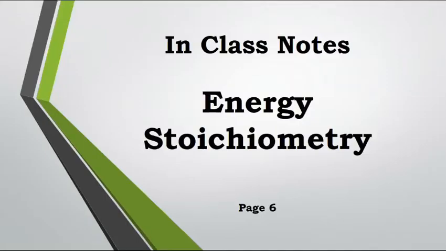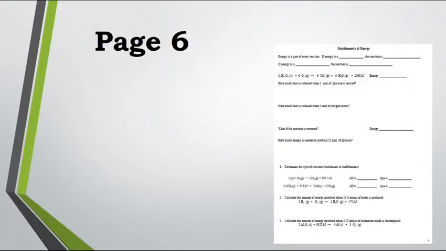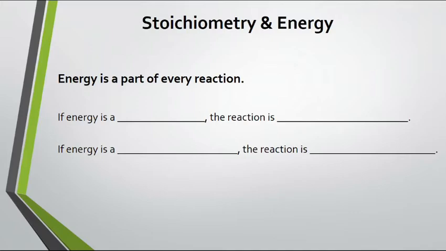So in class today, we talked about how energy is used in stoichiometry. And this is just covering page 6. And actually, before we even get to the stoichiometry part of it, you need to understand that even when you don't see a delta H value written off to the side of a chemical reaction, energy is involved in every reaction. It's either going in or coming out.